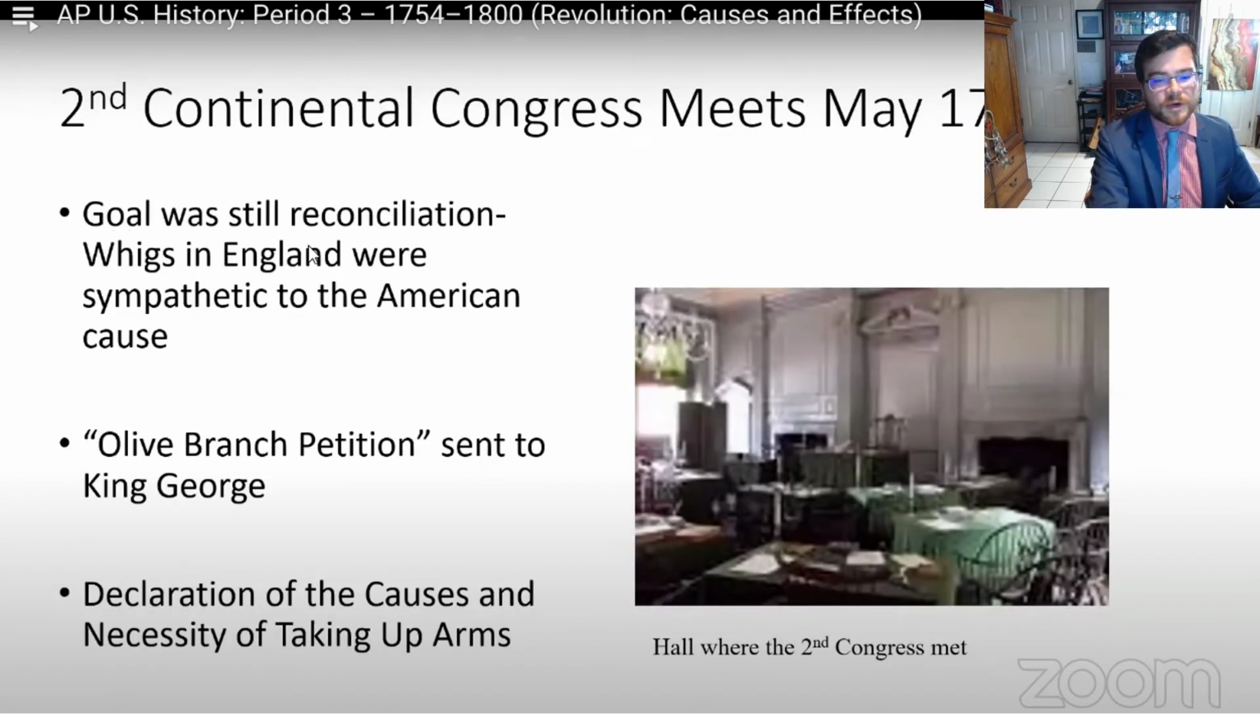The American independence hasn't been declared yet, so we'll get to that. Then the Second Continental Congress, May 1775, they're kind of trying to work things out. They give an Olive Branch Petition to King George, like, hey, we're sorry, can we go back to the way things were? Let's work it out. And then King George was like, no, I'm too mad. I don't want to talk about it.